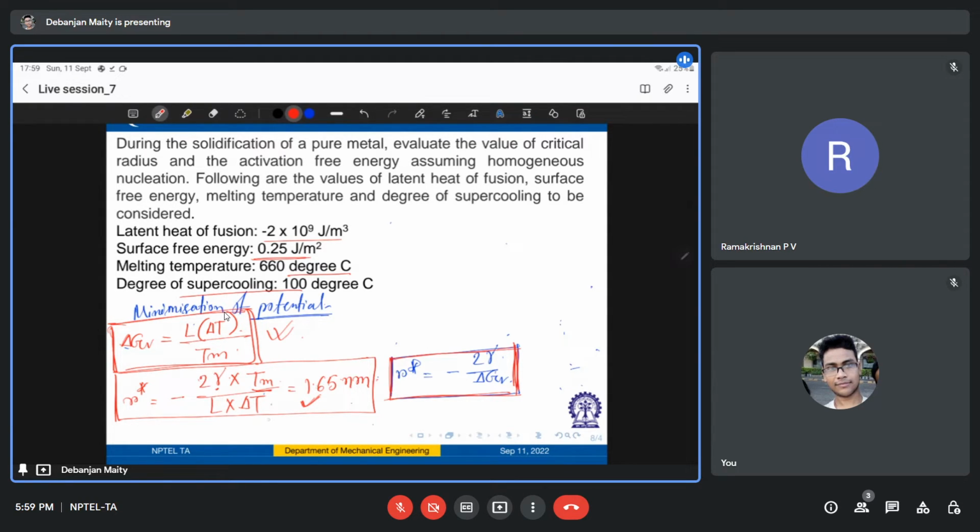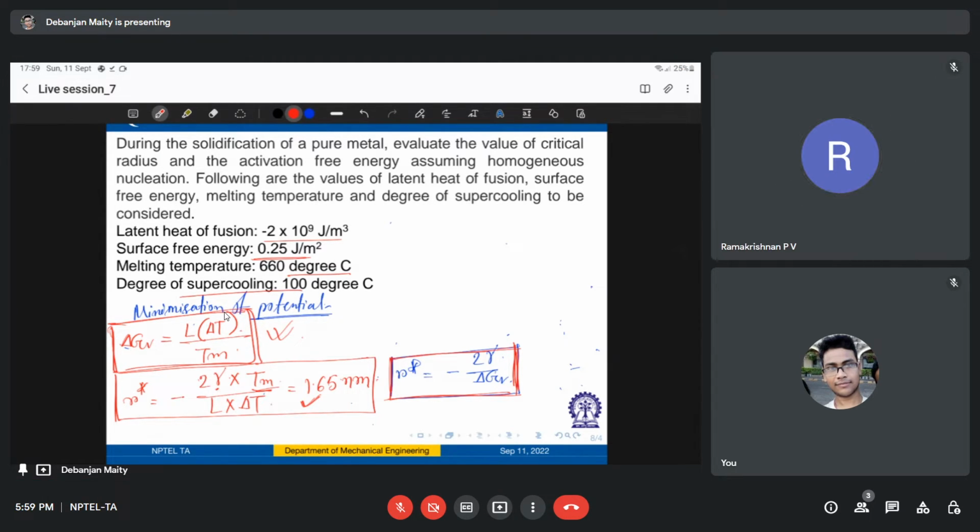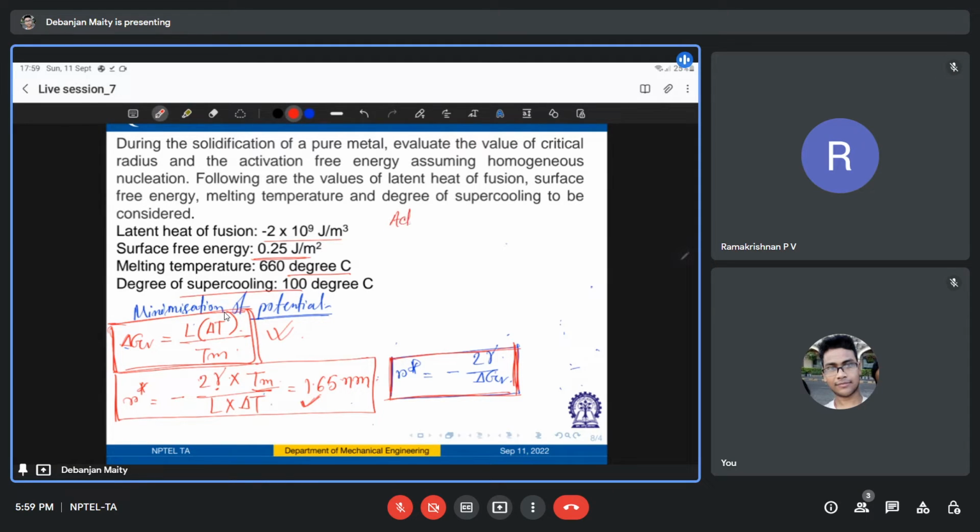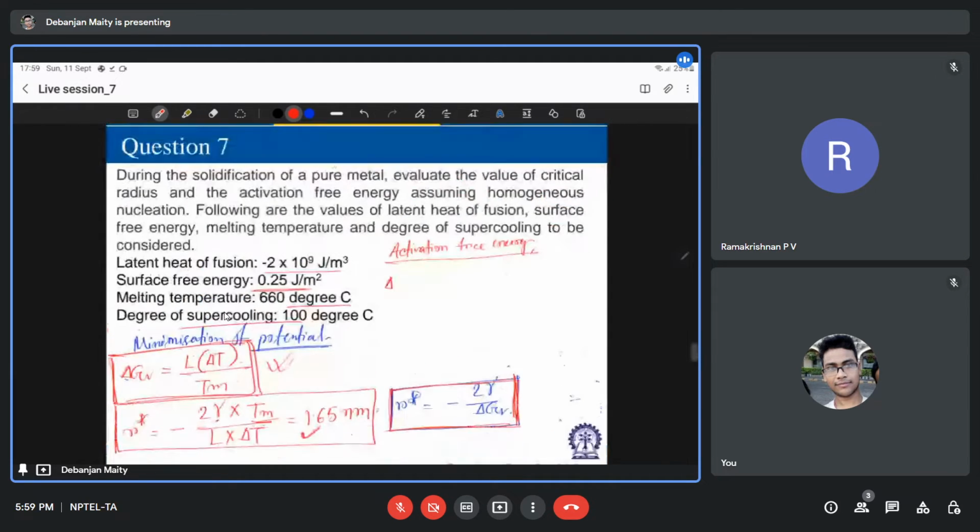This value has come, this critical radius. Yeah, okay. So then we need to find out what will be the activation free energy. You simply put that R star value in your free energy term, and if we do some math there also, we'll finally end up with some equation of this, which is given in the course curriculum also.